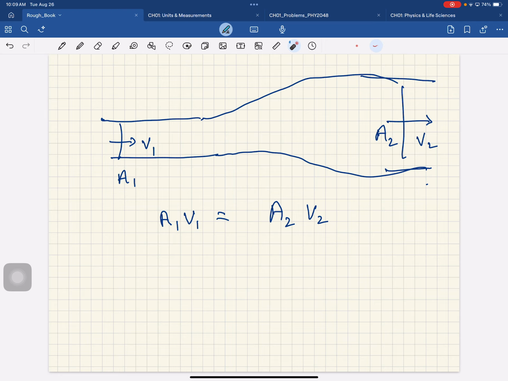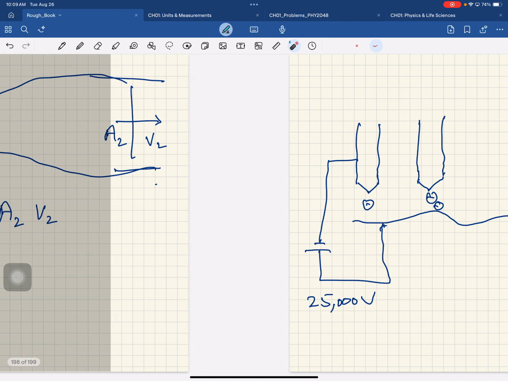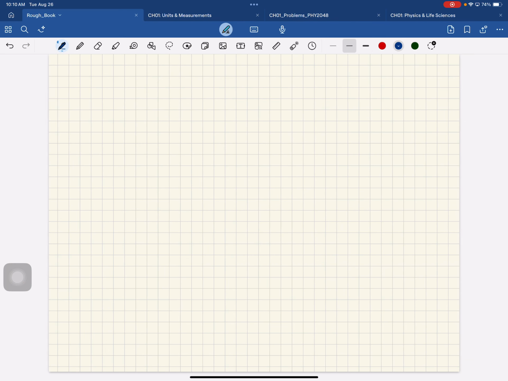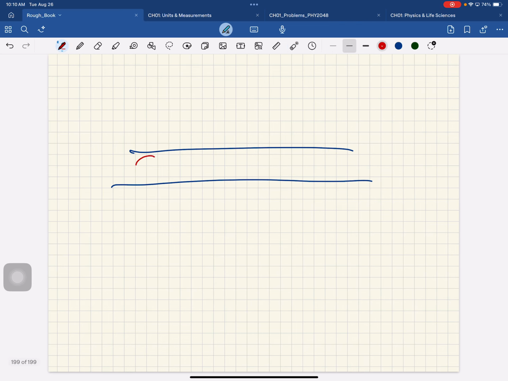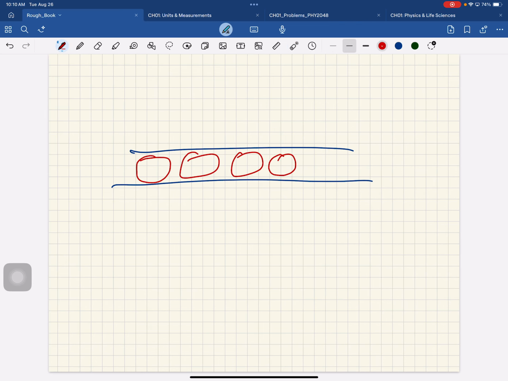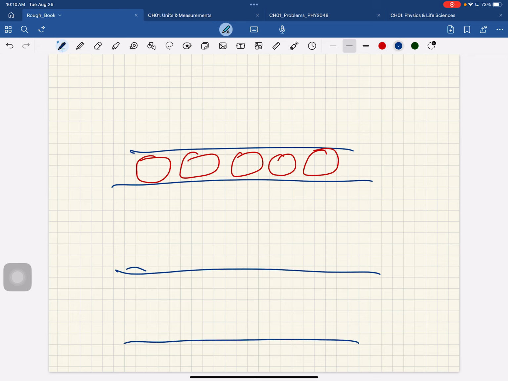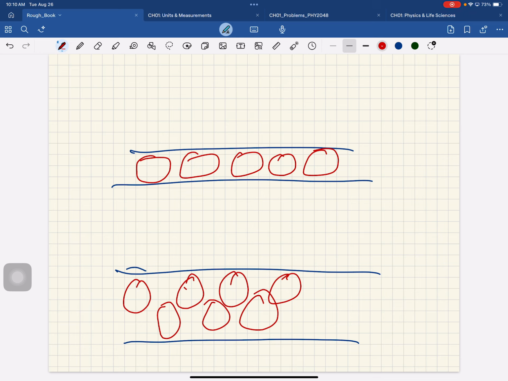All right, so now we'll talk about the width of the capillary. You saw that the capillary was this wide. One red blood cell can fit through. If the capillary was a little wider, maybe one and a half red blood cells like this would go through.